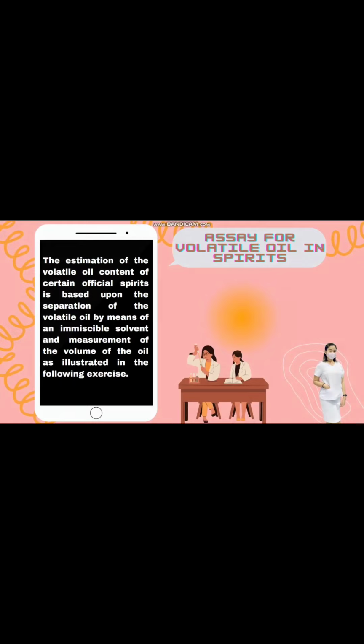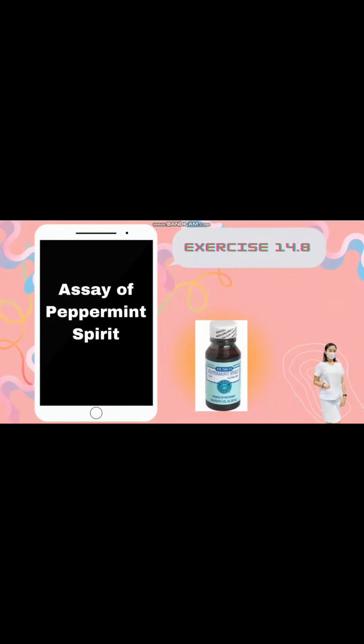Now let's proceed to assay for volatile oil in spirits. The estimation of the volatile oil content of certain official spirits is based upon the separation of the volatile oil by means of an immiscible solvent and measurement of the volume of the oil as illustrated in the following exercise. Exercise 14.7: Assay of peppermint spirit.